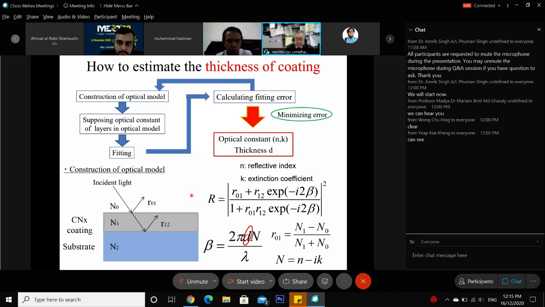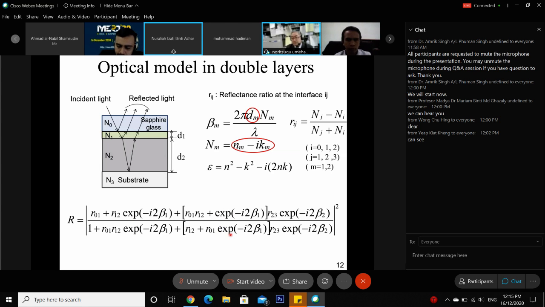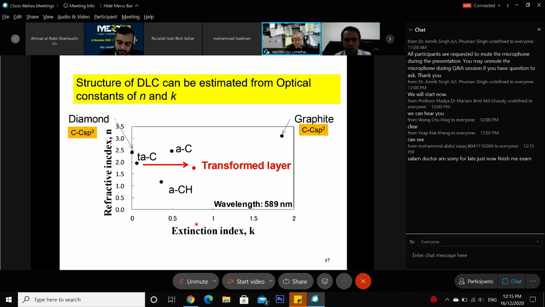And that was just one layer. So how about two or more layers? We can make one more layer like this. So in principle, we can make this kind of optical model for multiple optical layers. So the refractive index n and extinction index k are what we can estimate as material properties.